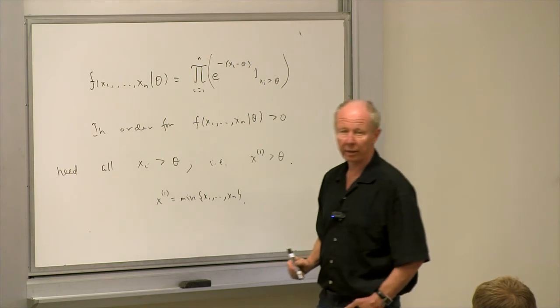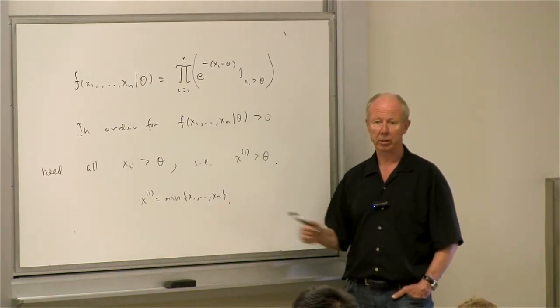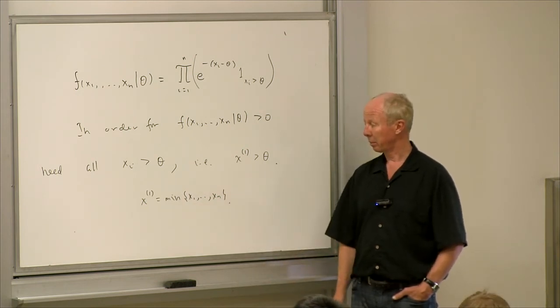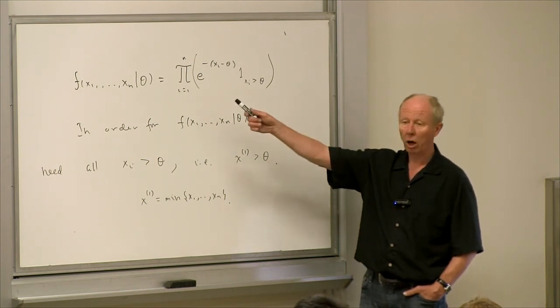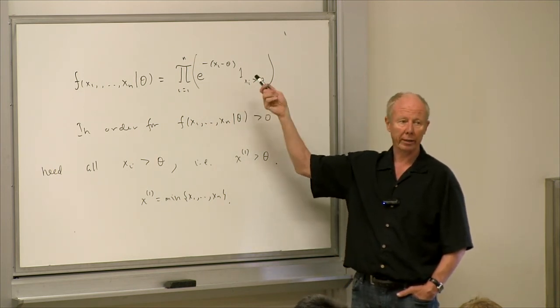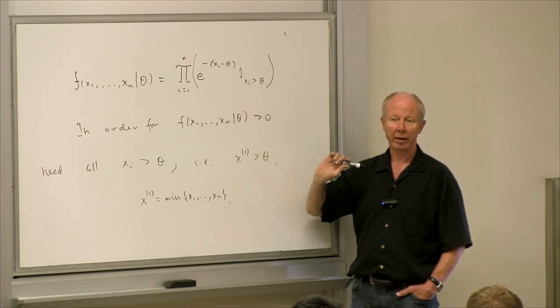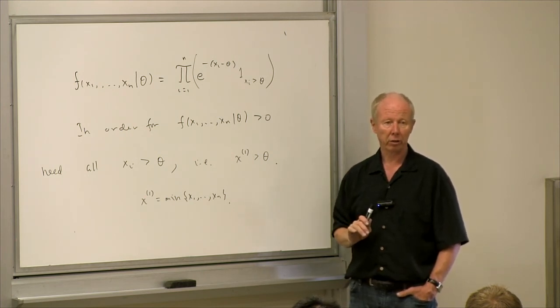If you weren't in the class last semester, you might not have seen this, but these are the order statistics. Remember, this is the smallest order statistic. Okay, so all of them have to be bigger than theta. Otherwise, if you took log, what would the value of the log likelihood function be if one of the xi's is less than theta? It would be minus infinity. So that couldn't be the maximum of the log likelihood function.